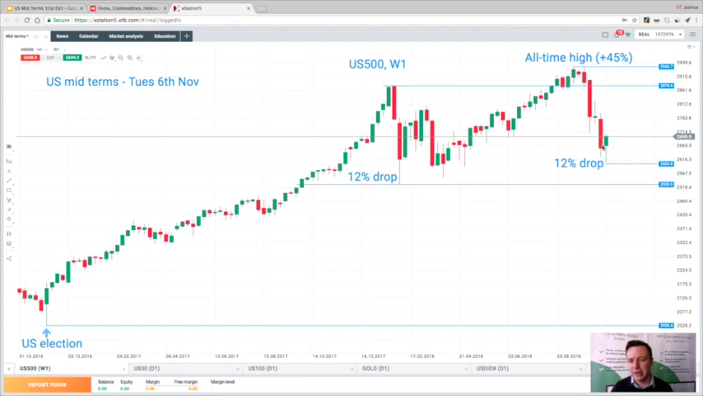We have had a pullback in recent weeks, but at the moment the low of 2,603 is comparable to the 12% drop we saw earlier this year, and broadly speaking the uptrend does seem to remain intact. We've got a series of higher highs and higher lows at present, as long as we don't drop below 2530, and if we do get a positive market reaction to these midterms, then we could see a rally up into year end.